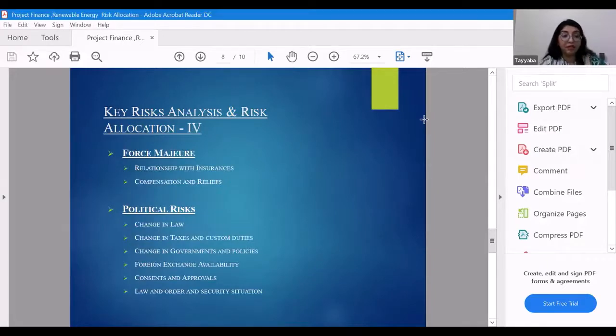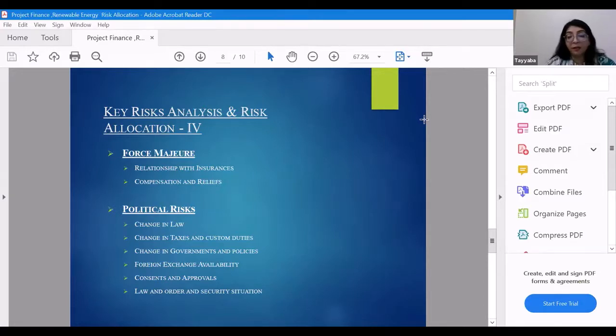I'll just quickly cover force majeure. I think I've tried to explain force majeure risk. Certain portions of force majeure risk are covered through insurances, for example earthquake and floods. Obviously, you have insurances for such events. War, to a certain extent, is partially covered. Compensation and reliefs are there in the agreements. Compensation, as I said, certain legal rights are there. So some of those translate into compensation and reliefs from the parties.